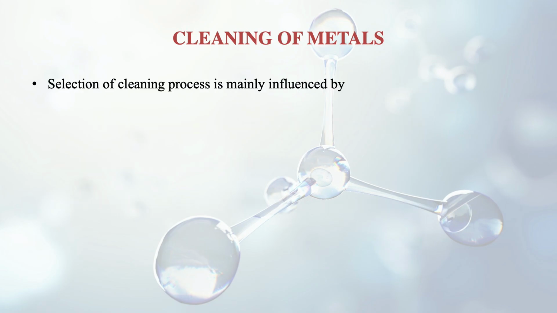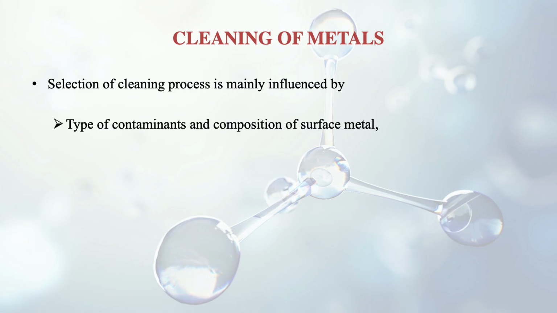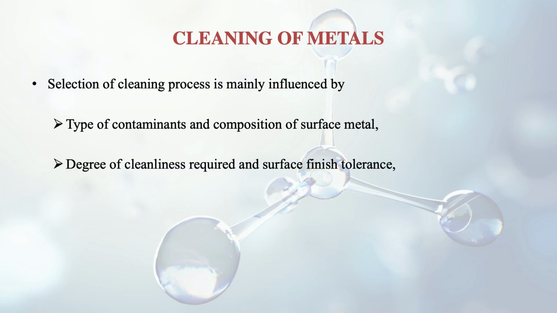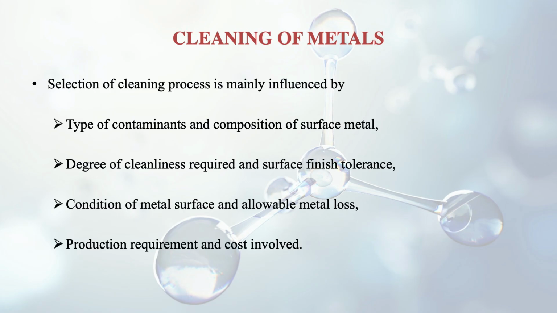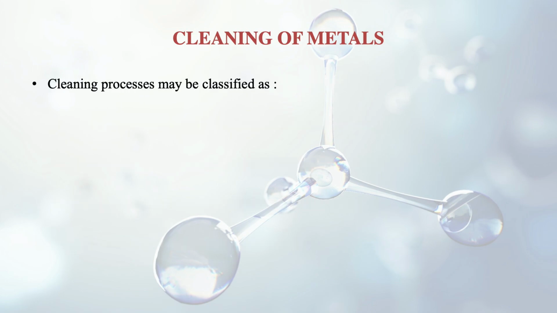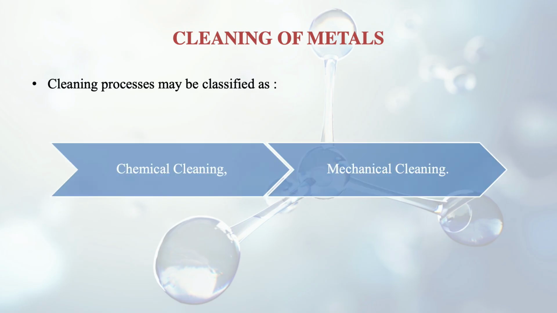Now, how do we select the cleaning process, and how is it influenced? It is mainly influenced by the type of contaminants and the composition of the surface metal, then by the degree of cleanliness required, and the type of surface finish tolerance that we want. Further it depends on the condition of the metal surface and the allowable metal loss, meaning how much loss of metal we can allow, and then on the production requirements, and finally on the cost as well. Cleaning processes are generally classified into 2 types: chemical cleaning and mechanical cleaning.